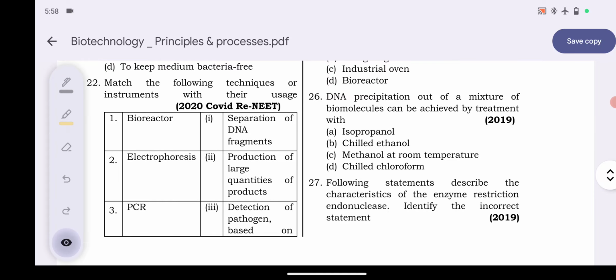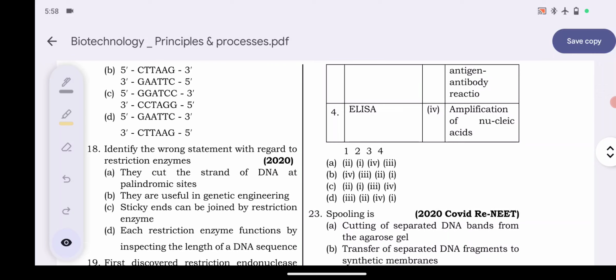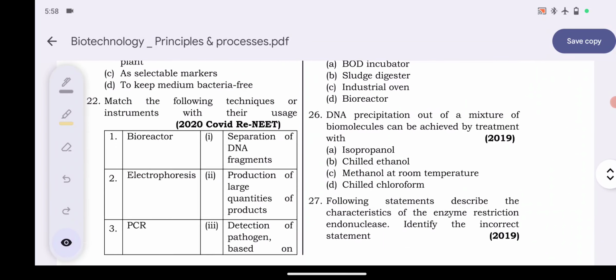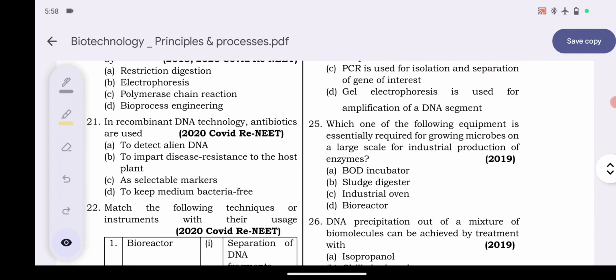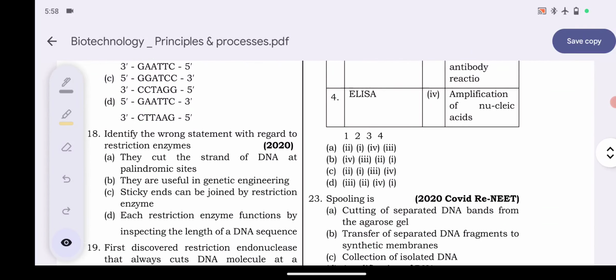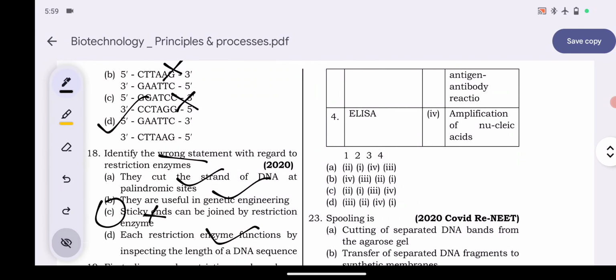PCR is connected to option number 4, amplification of nucleic acids, and ELISA is connected to option number 3, that is, detection of pathogen based on antigen antibody reactions. So according to this, second, first, fourth and third, the answer will be option A.